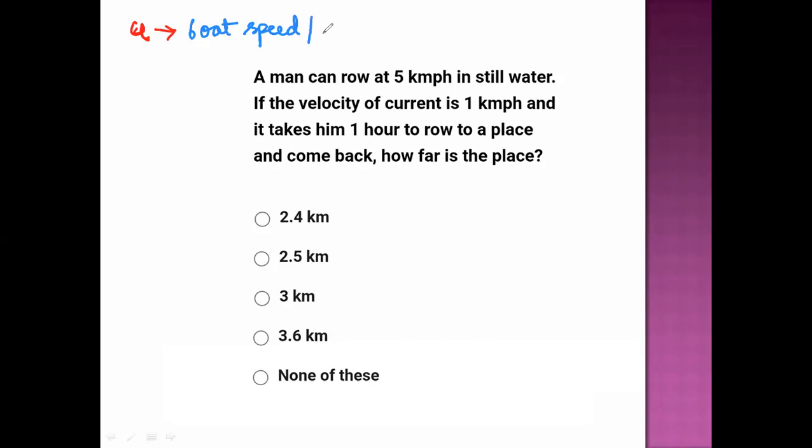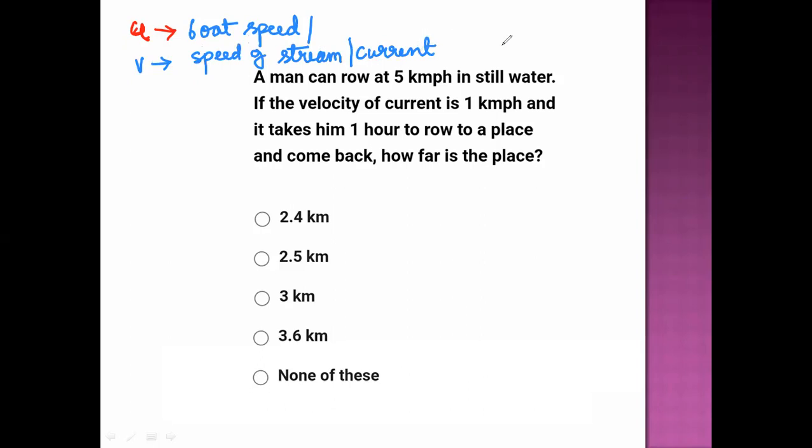Or otherwise we can also take it as the speed of the man when he rows. So we call u the boat speed. And we also have v. What is v? v is nothing but the speed of the stream. We consider it as the speed of the stream, or otherwise we also call it the speed of the current.